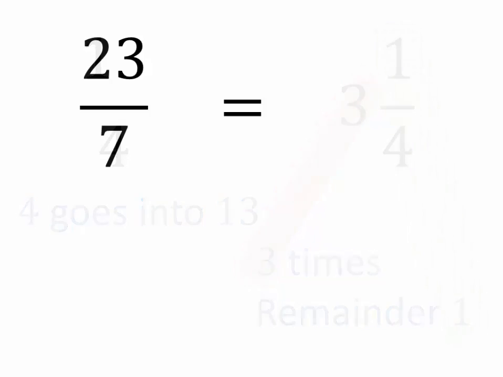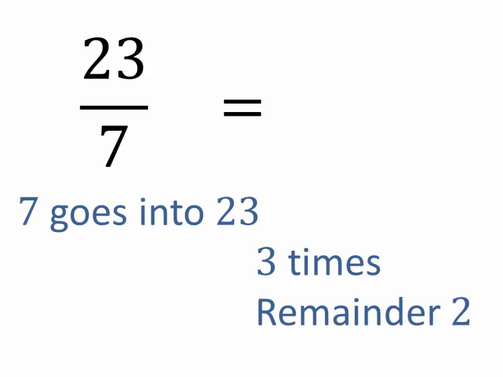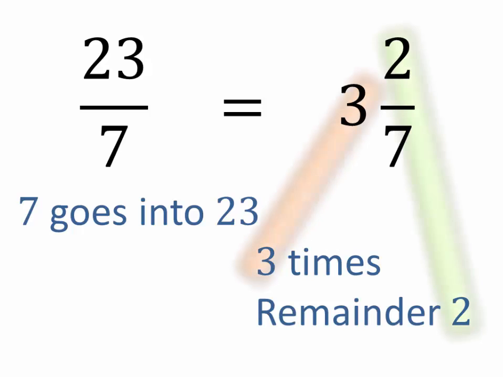Let's try one more. 23/7, so how many times does 7 go into 23? 7 goes into 23 3 times, remainder 2. So it's going to be 3 2/7.